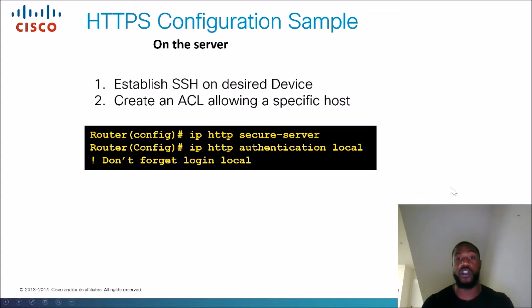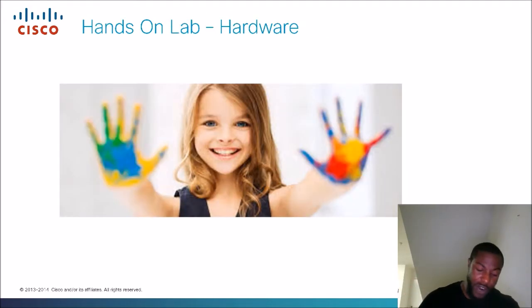And then we're going to create a username and password. And in order for us to use it, we need to put this command, IP HTTP authentication local. And let's not forget, I had to put this note for myself. When I was doing this, experimenting before recording, I forgot to log in local again. So I put this note here to not forget that. So let's go ahead and fire up the Cisco 1941 router and experiment with HTTPS.